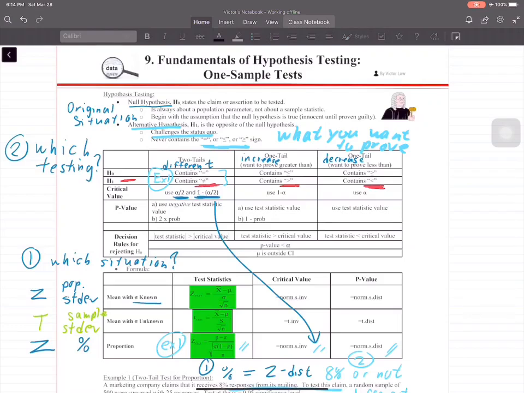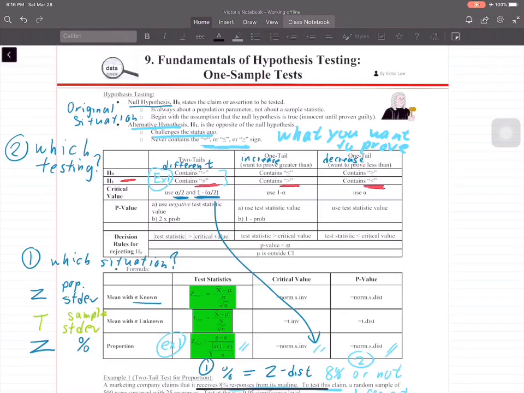Null hypothesis is our original situation, our status quo, and then we have alternative hypothesis, H1, which is the opposite of the null hypothesis. And the H1 challenges the status quo. So H1 is what we want to prove. And before we prove anything, we have to assume that the original situation is true. So H null is our original situation. We have to assume that is true at the beginning, and then H1 is what we want to prove.